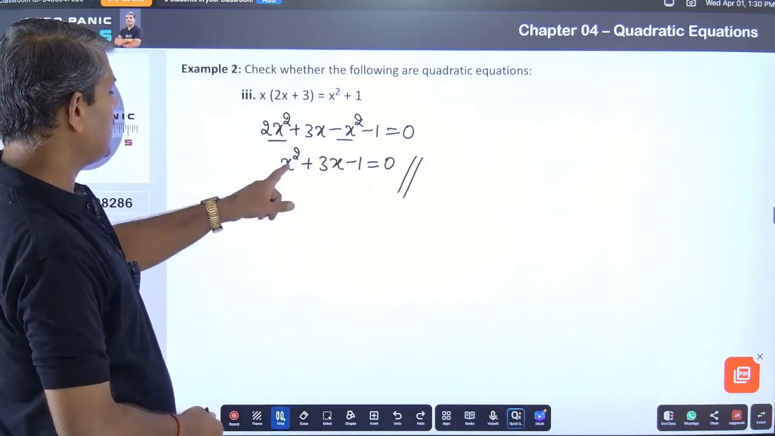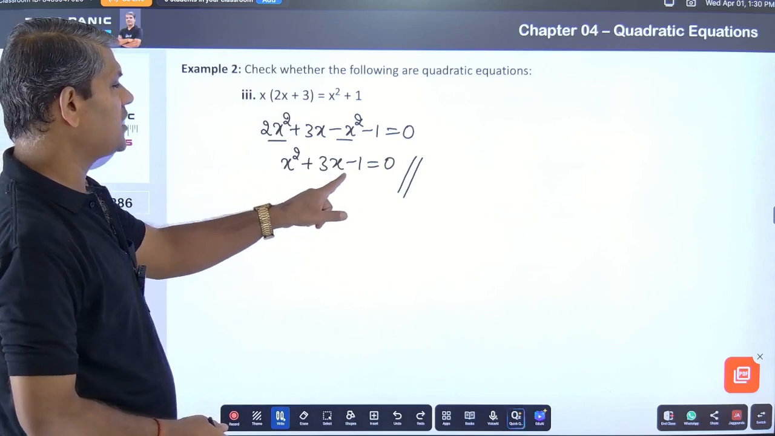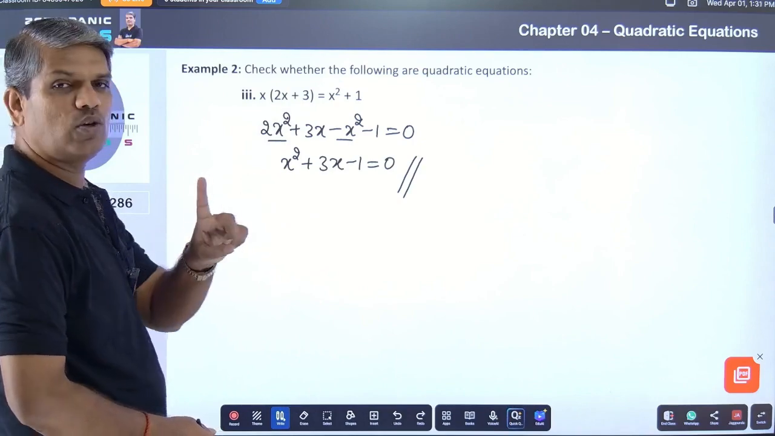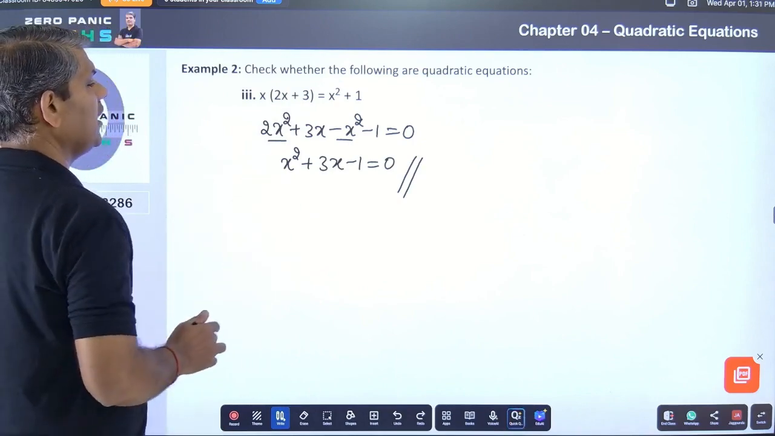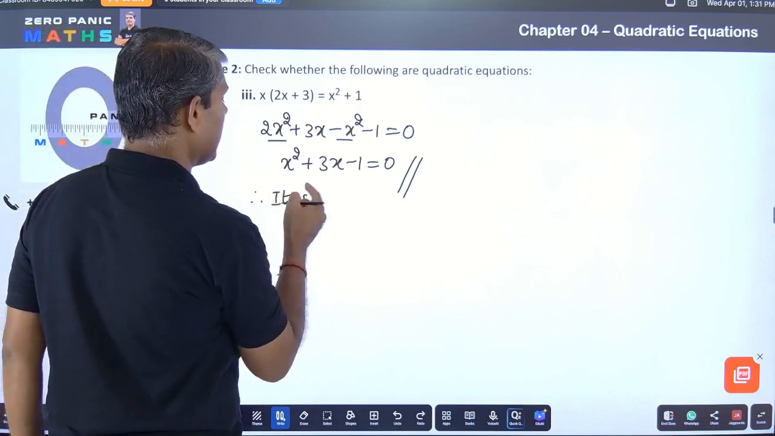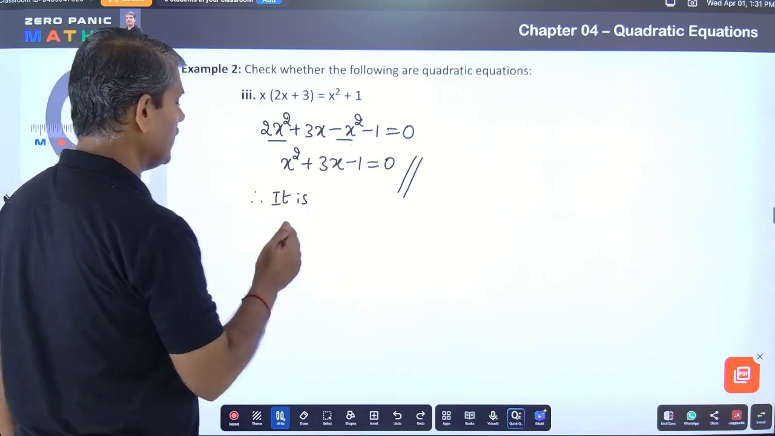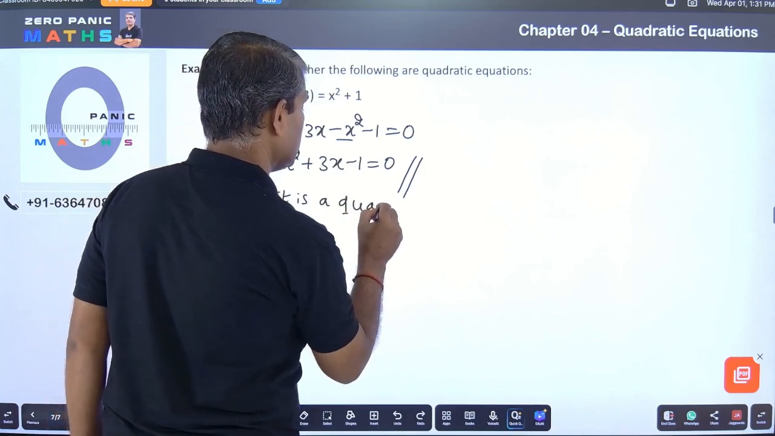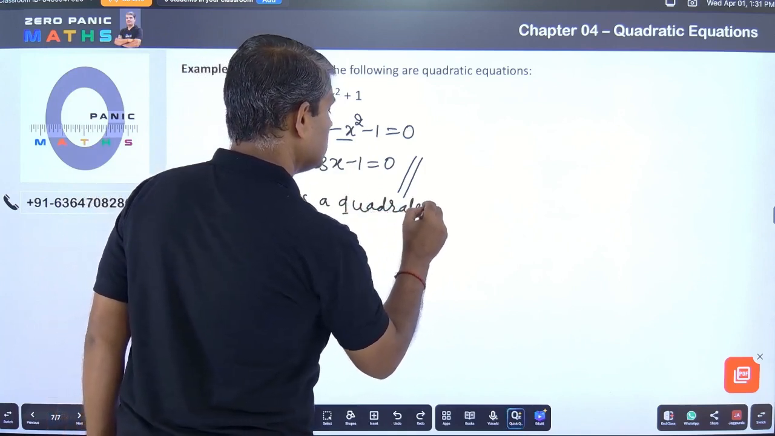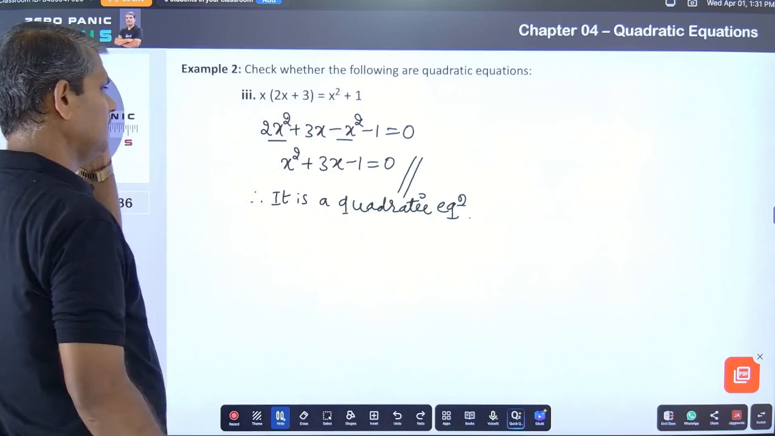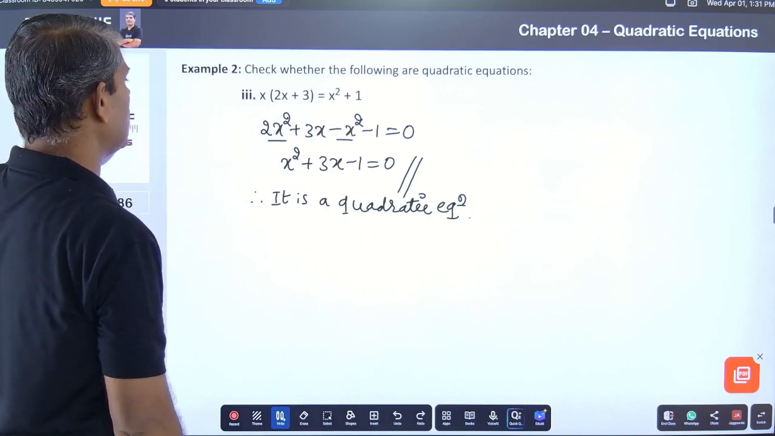Okay, it is already in the form of ax square plus bx plus c, where c is minus 1, b is 3, and a is equal to 1. All are real numbers. So therefore it is of the form, you can write, it is a quadratic equation. That's all. Okay, simple solution we got.